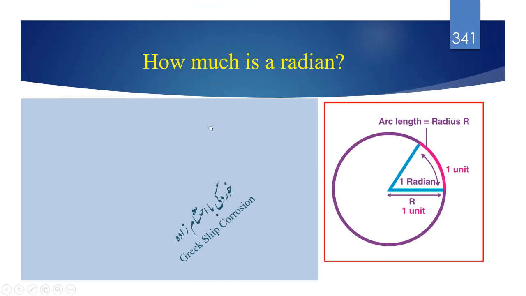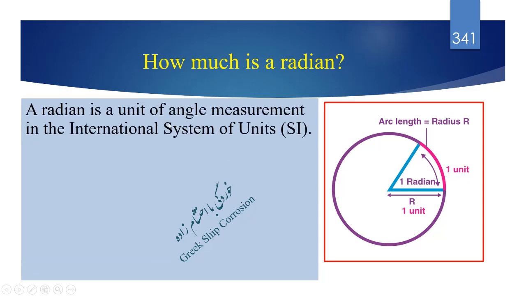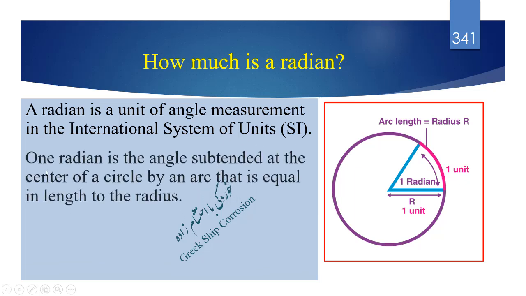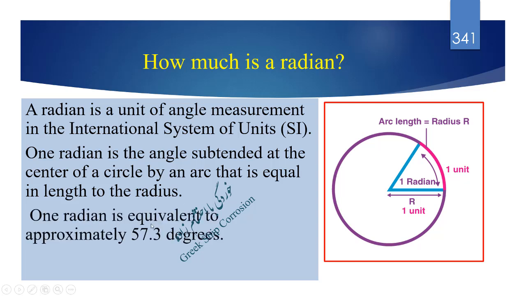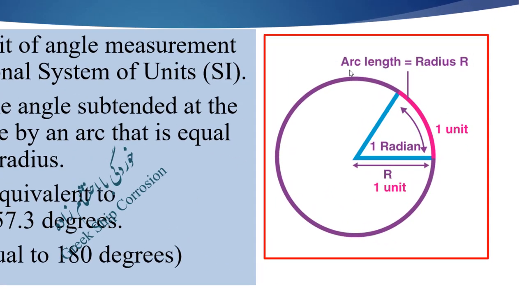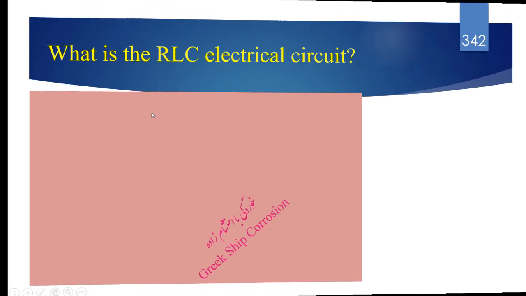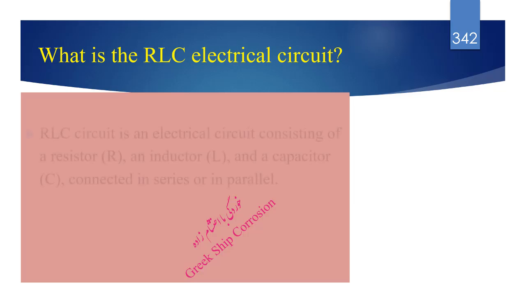How much is a radian? A radian is a unit of angle measurement in the International System of Units, SI. 1 radian is the angle subtended at the center of a circle by an arc that is equal in length with the radius. 1 radian is equivalent to approximately 57.3 degrees. Pi radians is equal to 180 degrees. Arc length equals radius r. This is 1 radian.